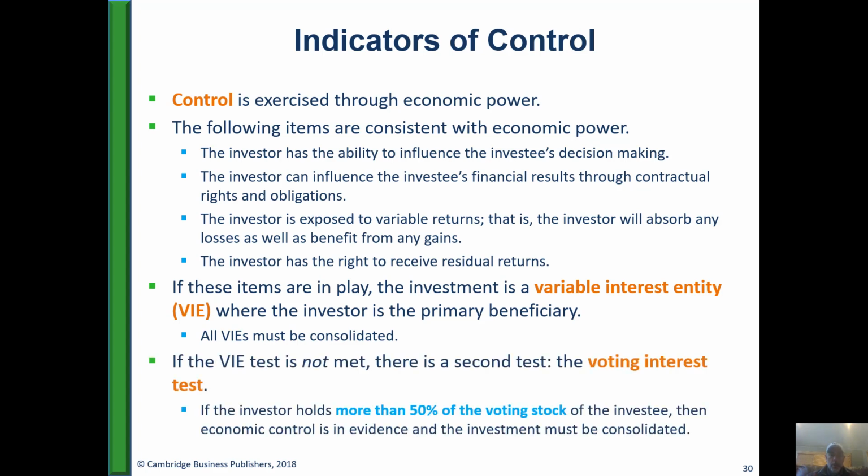Some of these bullet points on slide number 30 would be good test questions, in particular the ones at the top of the screen that say control is exercised through economic power, and then the following items are consistent with economic power. So ask yourself, does the investor have the ability to influence decision makers? Does the investor influence financial results? Is the investor exposed to variable returns? Any one of those, if they apply to a holding that's even less than 50%, might indicate control.